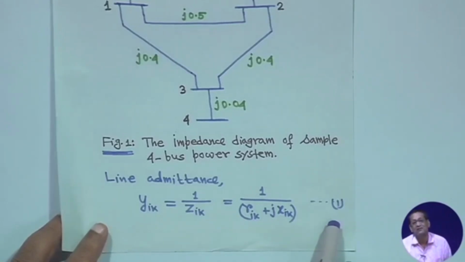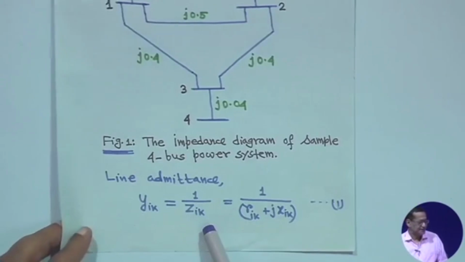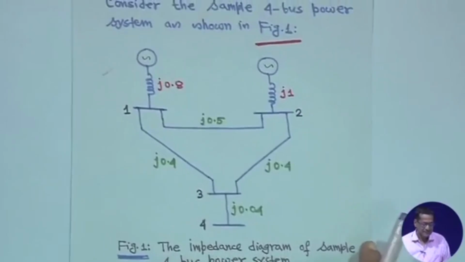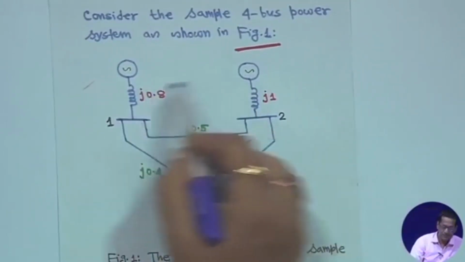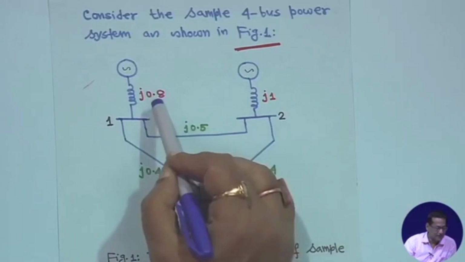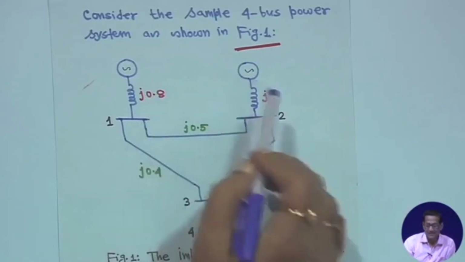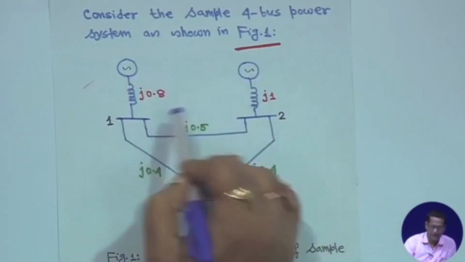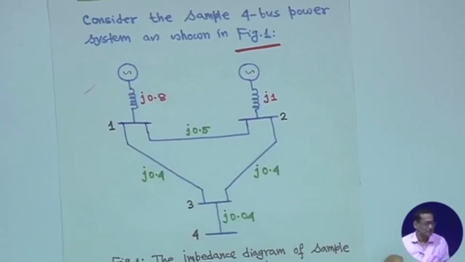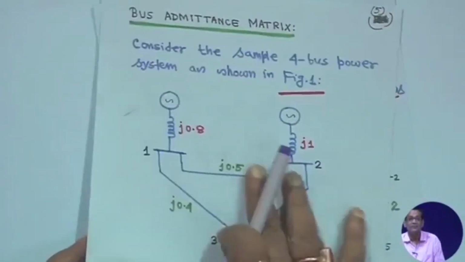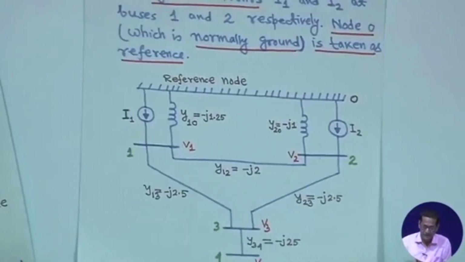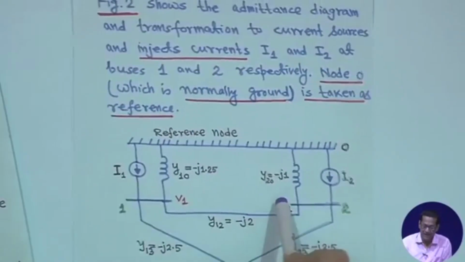This is equation 1, the admittance. Now, what we will do: these two sources, you transform into current sources. Instead of the two voltage generators given, you transform them into current sources. If you do so, look at the diagram. Figure 2 shows the admittance diagram.